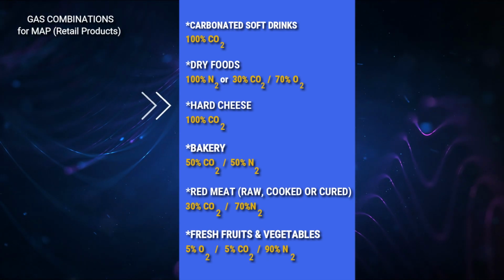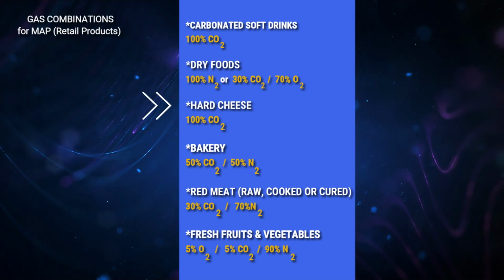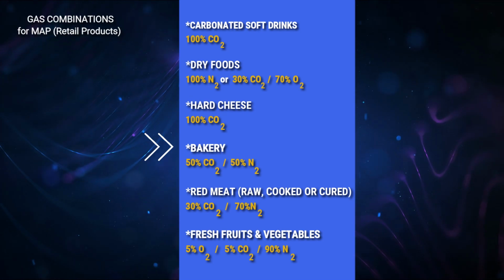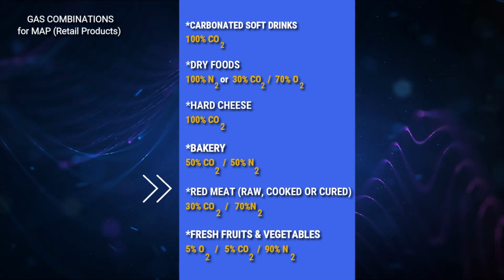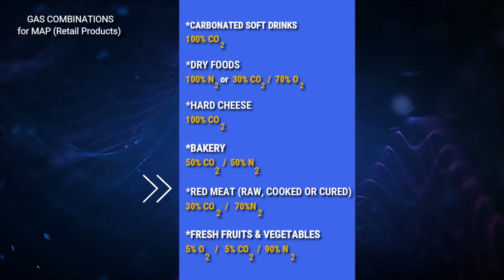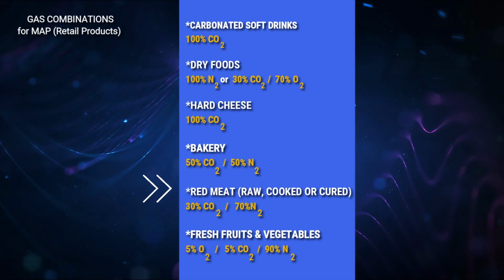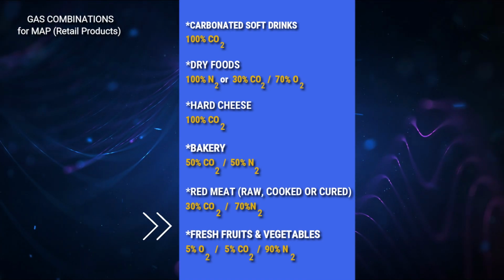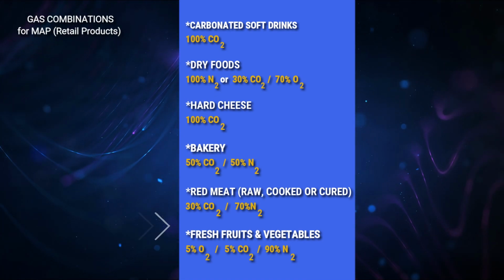For hard cheese, 100% carbon dioxide. Bakery, 50% carbon dioxide and 50% nitrogen. For red meats, raw, cooked or cured, 30% carbon dioxide and 70% nitrogen. And for fresh fruits and vegetables, 5% oxygen, 5% carbon dioxide, and 90% nitrogen. So it sounded like different types of products have different gas combinations.